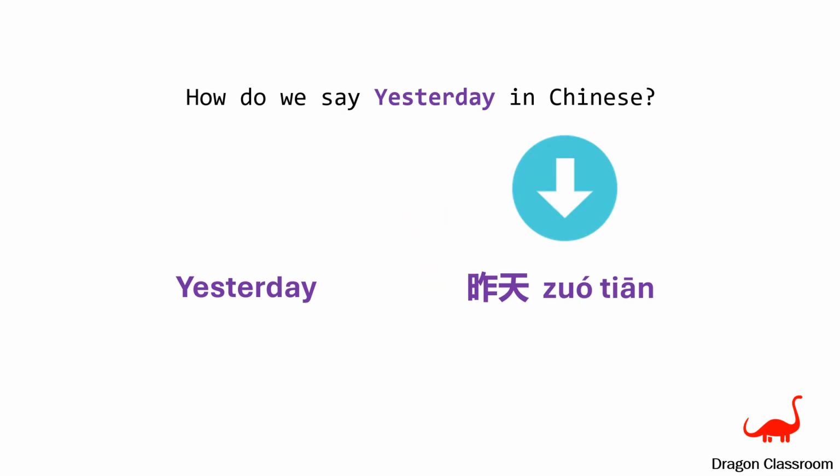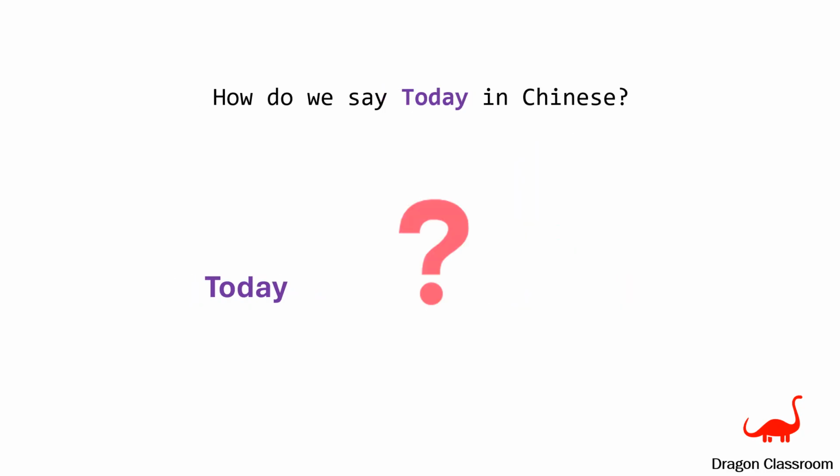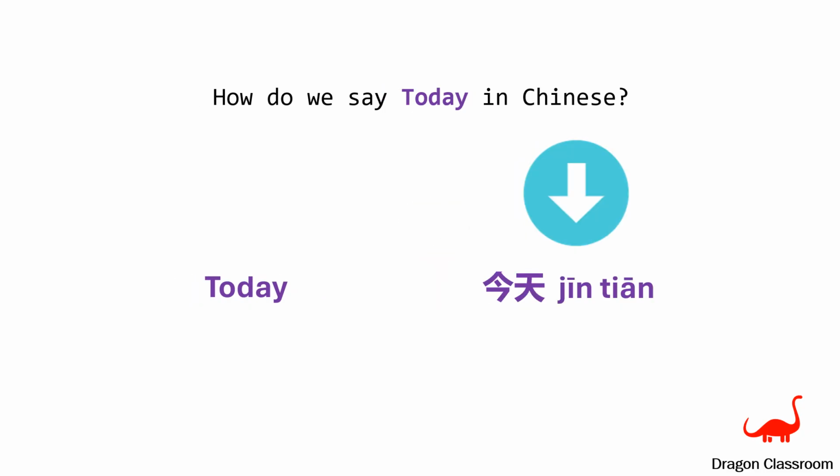Yesterday is 昨天. Yesterday is 昨天. How do we say today in Chinese? Today is 今天. Today is 今天.